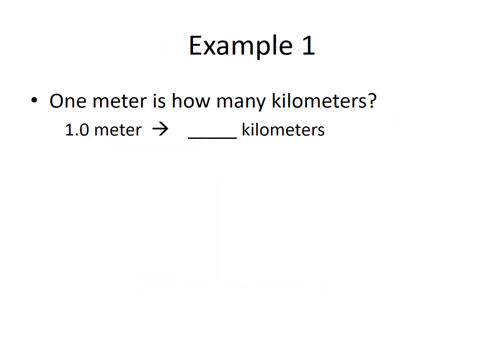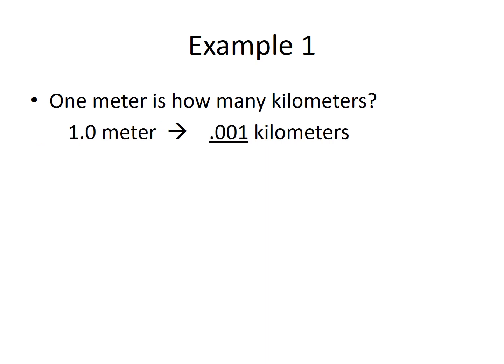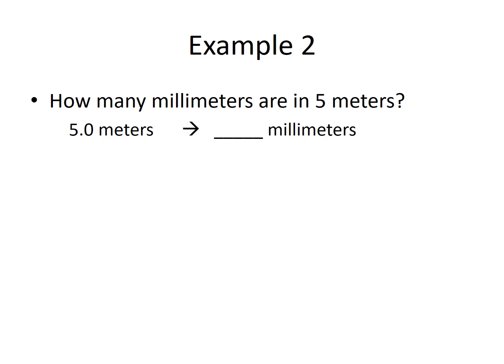This question involves going from a smaller value, meter, to a larger value, kilometer. Move the decimal place to the left. Divide by 1,000 and move the decimal place over 3 spaces. How many millimeters in 5 meters? This involves going from a larger unit, meters, to a smaller unit, millimeters. Therefore move the decimal place 3 spaces to the right.